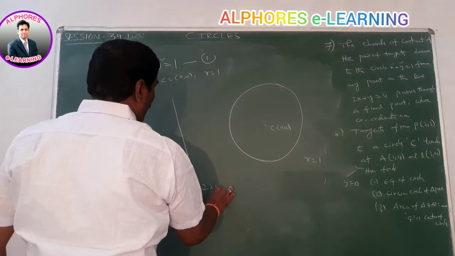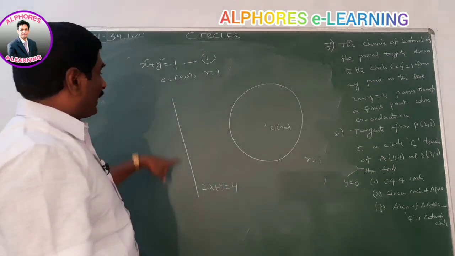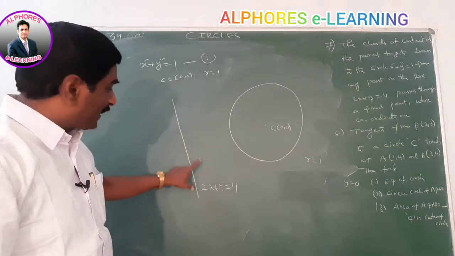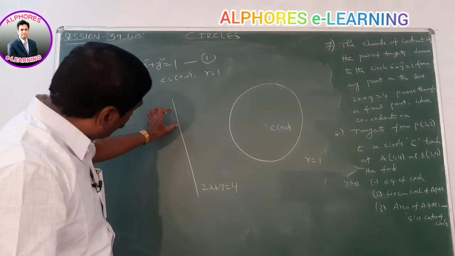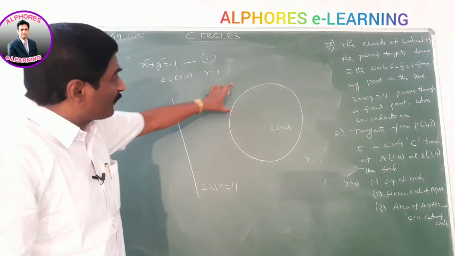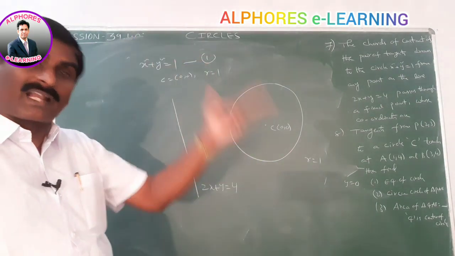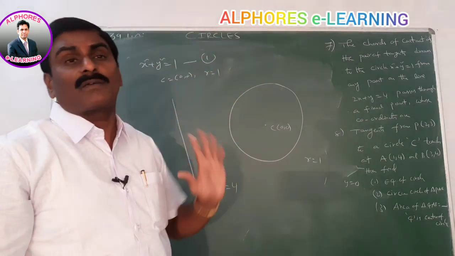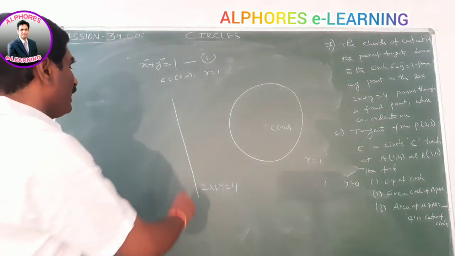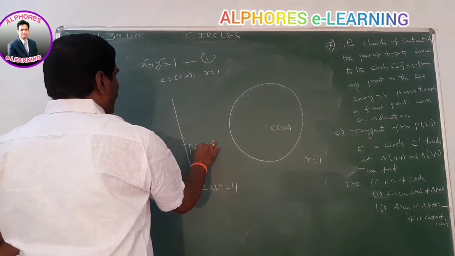The equation is 2x plus y equals 4. We take any one point on this line. For different points on this line, we get different chords, but all of these chords pass through a particular point. That means they are concurrent lines. Find the point of concurrency of those chords of contact. Say P(alpha, beta) is one of the points.